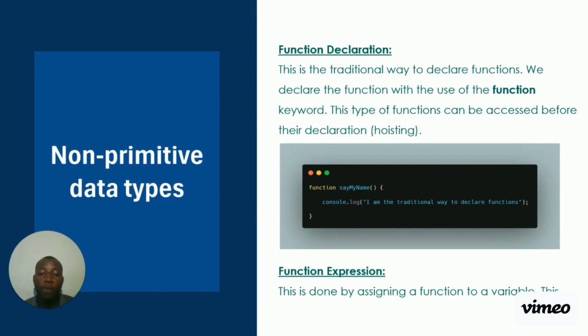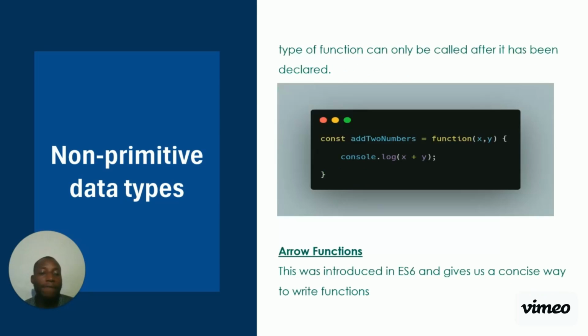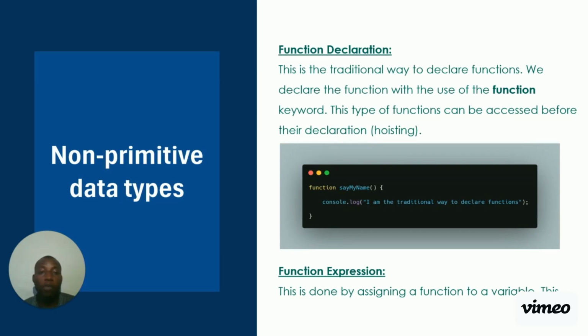The second one is function expression. This is done by assigning a function to a variable. This type of function can only be called after it has been declared. This first one, note this example, this first one can be accessed before its declaration.